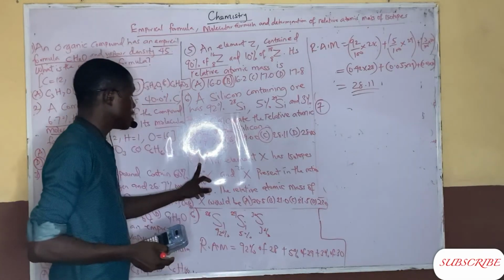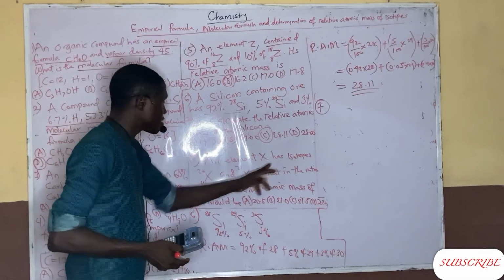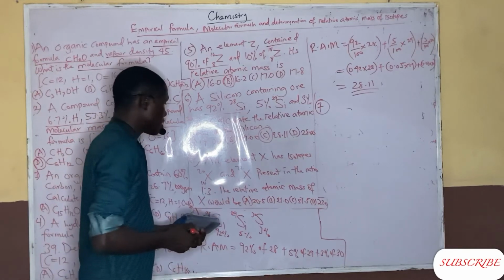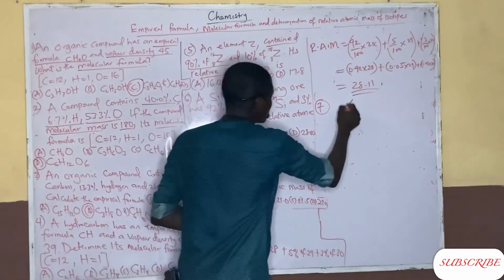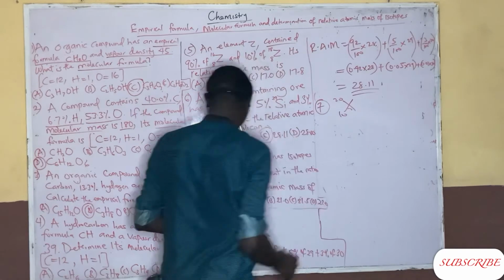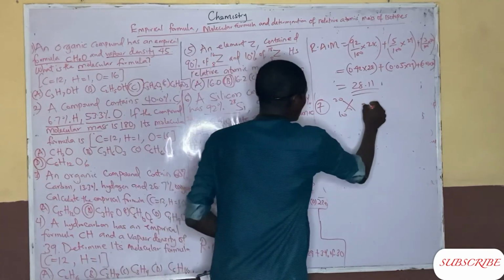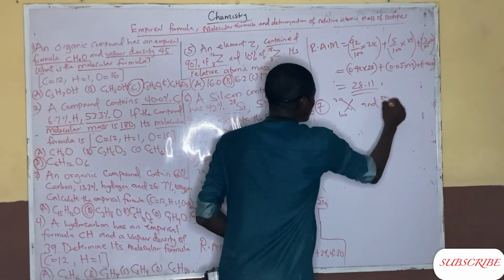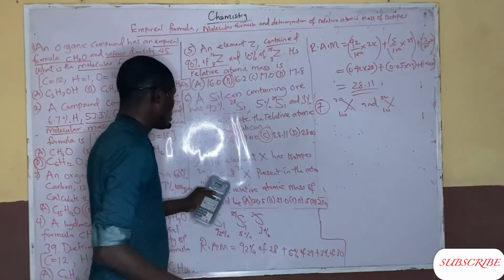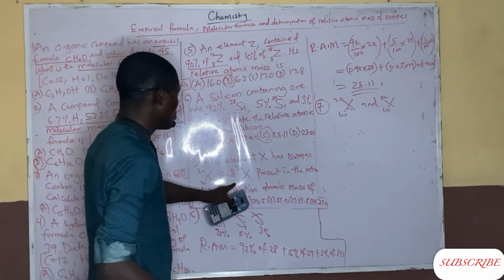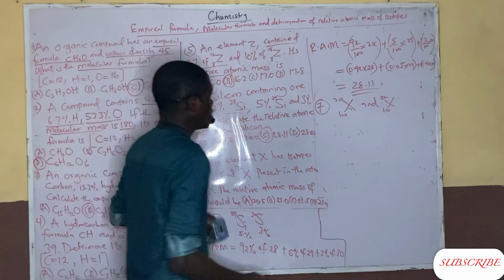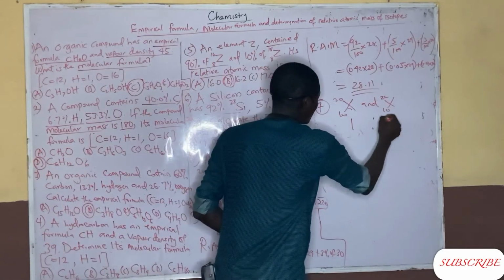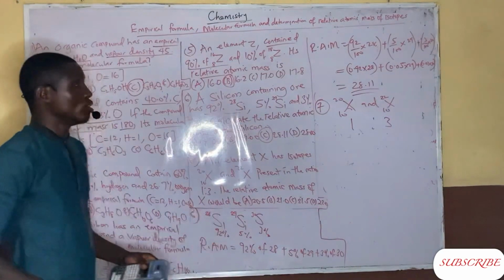Lastly, number 7 says an element X has isotopes X-20 and X-22, present in the ratio 1 to 3. So this one is in the form of a ratio, not like before where we had percentages.